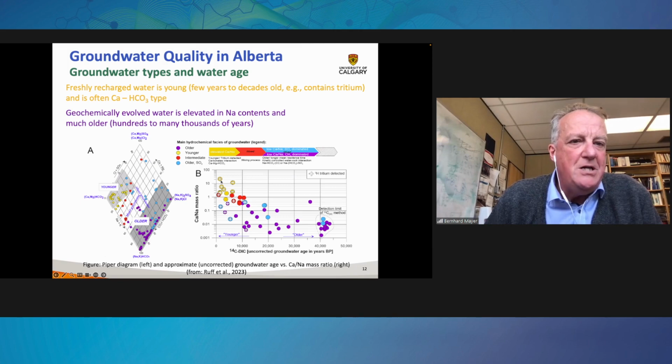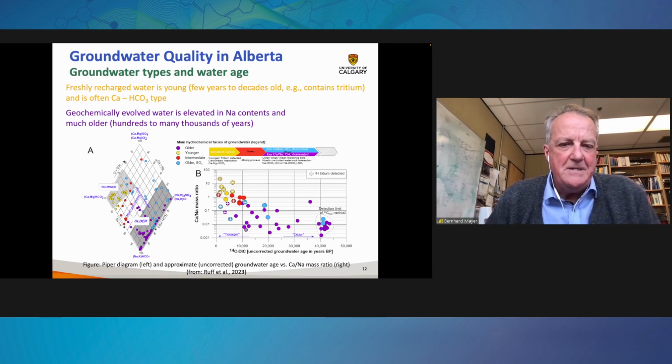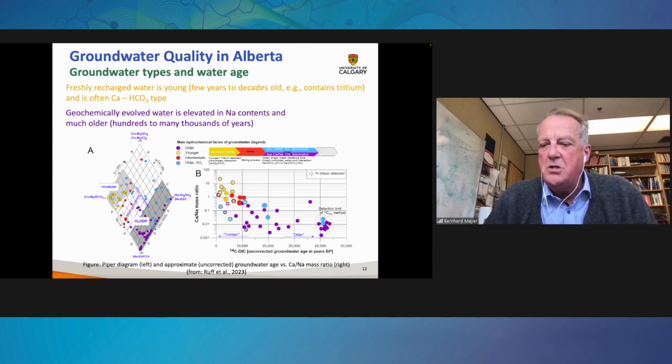So freshly recharged groundwater is typically young and has a calcium bicarbonate water type. And as groundwater ages increase, we go towards the purple symbols where we have much higher groundwater ages and much higher sodium concentrations in the groundwater. So now we have a more geochemically evolved water with elevated concentration of sodium and much older ages.